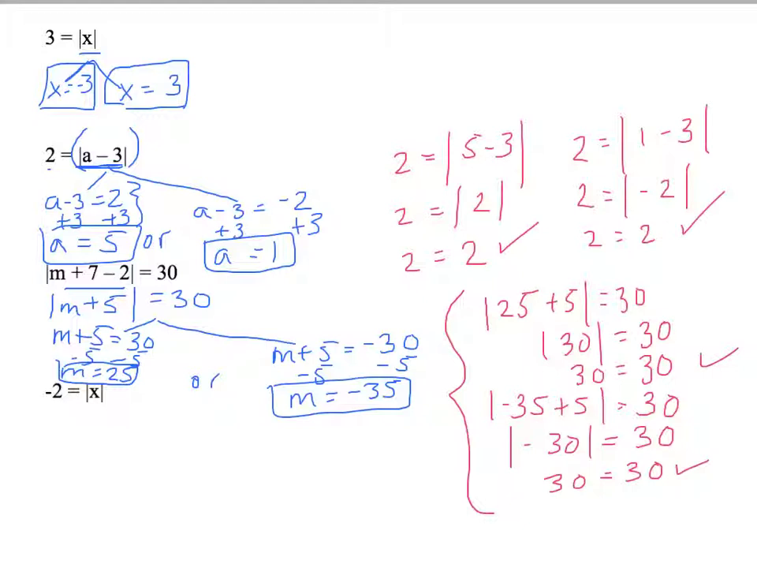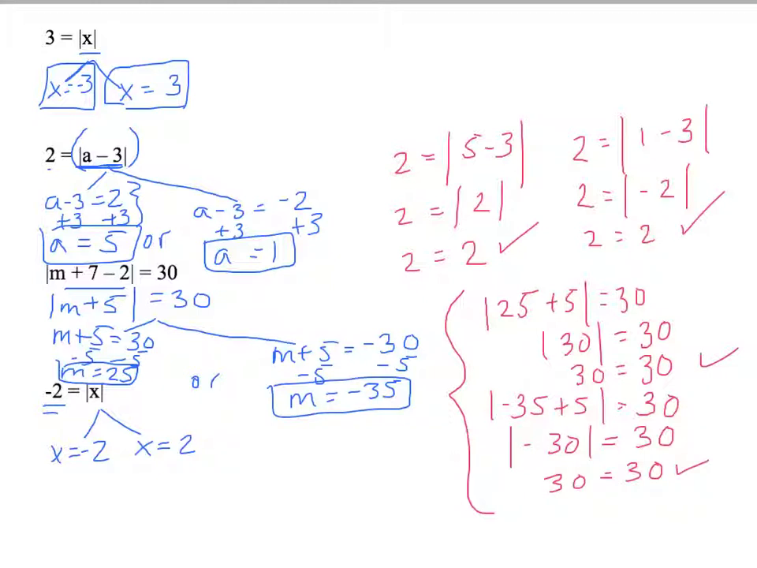Okay, so our last problem says negative 2 equals the absolute value of x. Pause your video if you haven't already done this one on your own and give it a try. This one is definitely tricky. For this problem, we would be splitting it and saying x equals negative 2 and x equals positive 2. But this is already a negative, and an absolute value can never equal a negative.